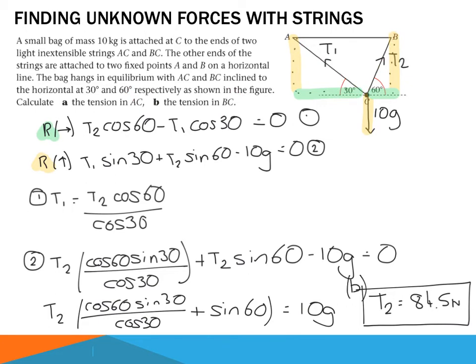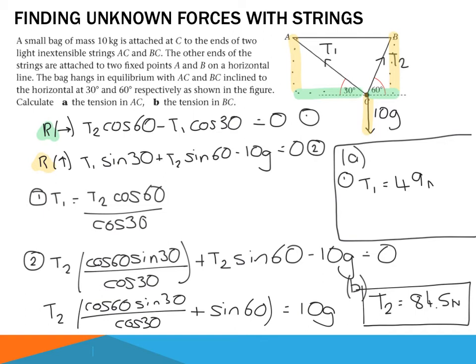Now I'll just quickly pop back and do part A, and I'll just make myself a small side box here so you can see it all in one go. And I can just sub that right back in to my rearranged equation 1, which I did over here. So that's going to give me my T1 value now using the T2 that I've just worked out. As it happens, it comes out to be a lovely value of 49 newtons. So there's the answer for part A.